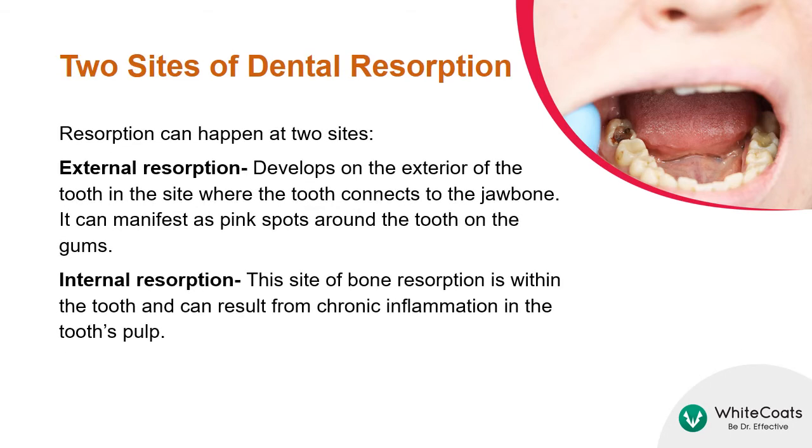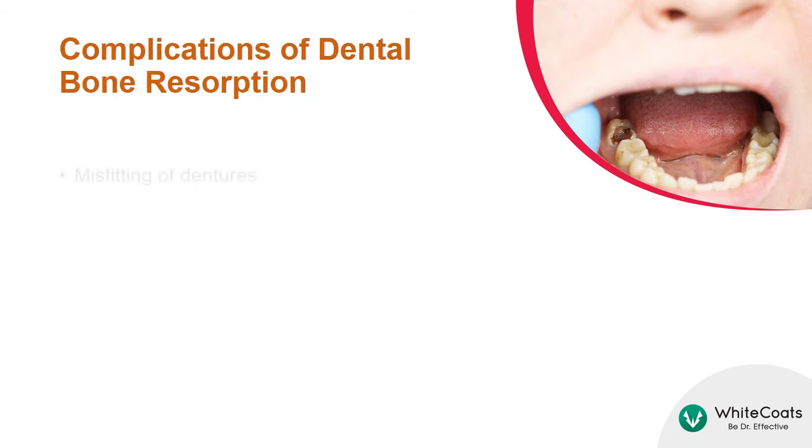The bone's resorption usually occurs at two sites. External resorption develops on the exterior of the tooth in the site where the tooth connects to the jawbone. It can manifest as pink spots around the tooth on the gums. Internal resorption occurs within the tooth and can result from chronic inflammation in the tooth's pulp.